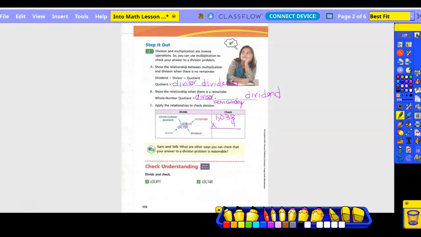So 4 times 8 is what? 4 times 8. It's not 36, it's 32. And carry the 3. 4 times 3 is 12 plus 3 is 15. So put a 5 and carry a 1. 4 times 0 is 0 plus 1 is 1. And then 4 times 1 is 4.